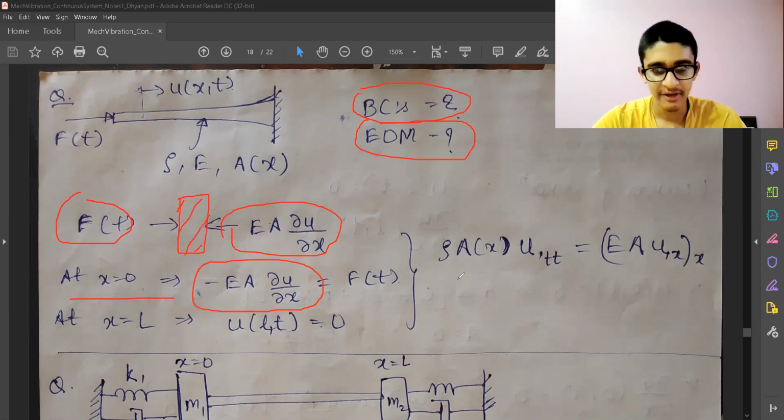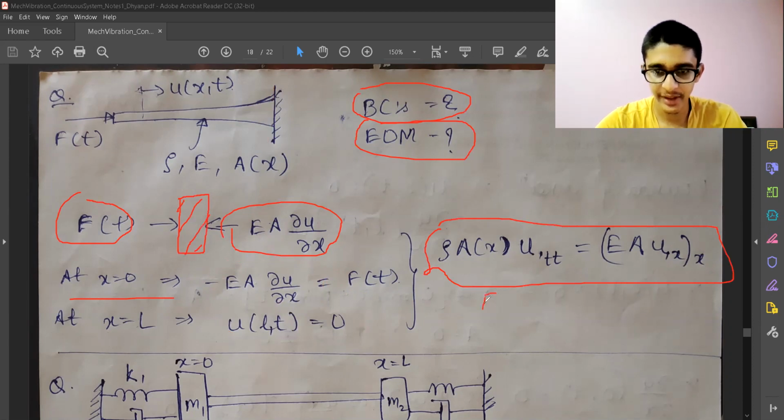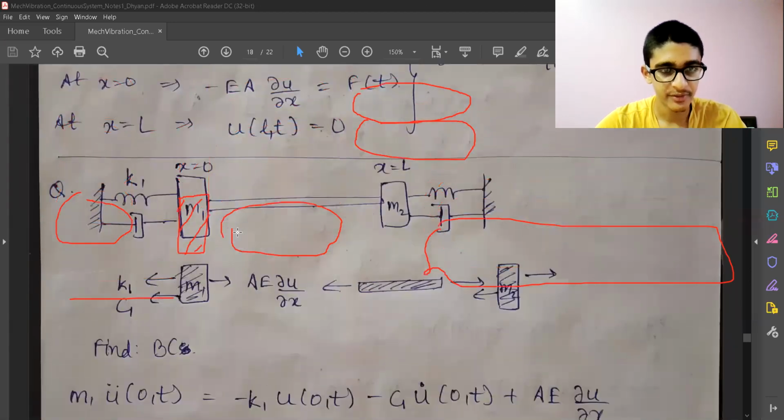And the equation of motion is not at all going to change. It is going to remain exactly the same. So this is the equation of motion, which will be simplified to E by rho, del square u by del x square, is equal to del square u by del t square. Okay, thank you. We'll look at another question also, which is shown over here.